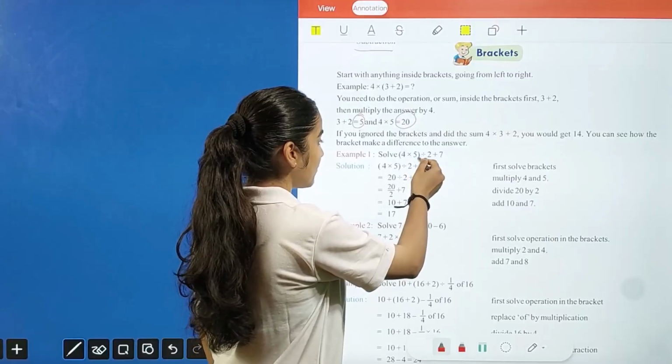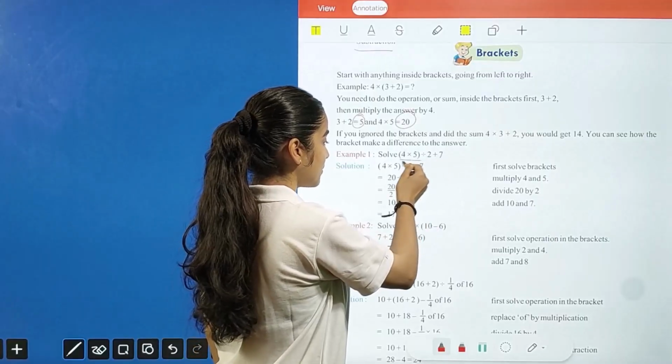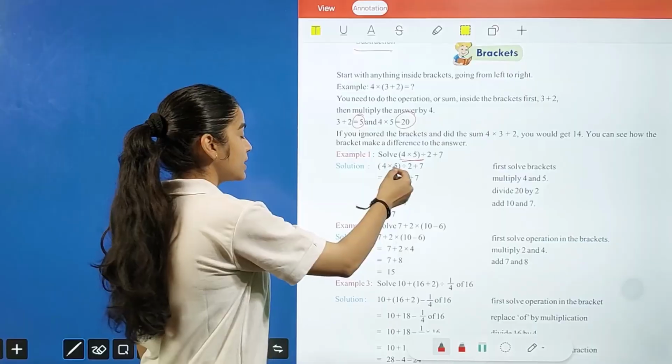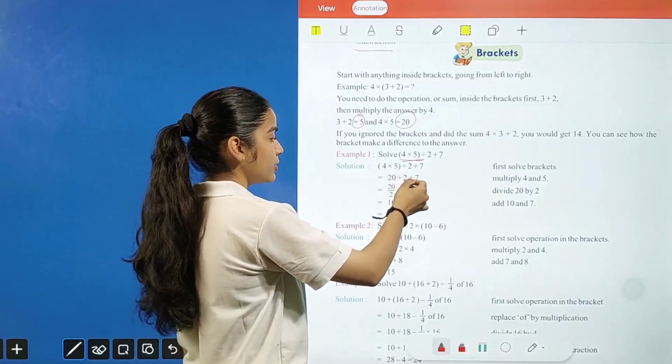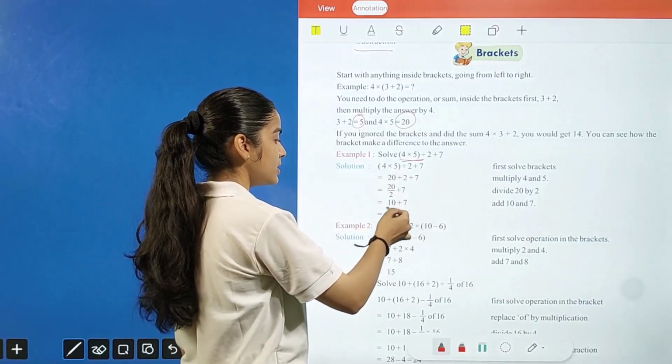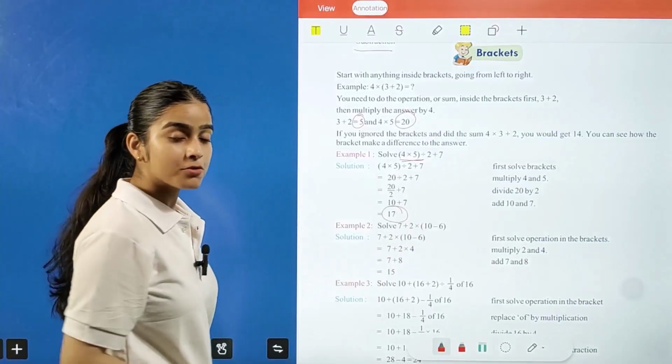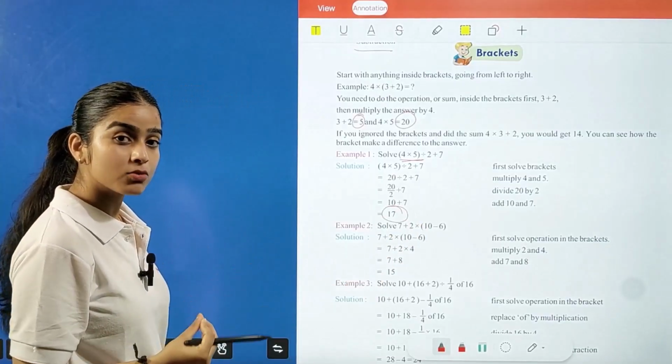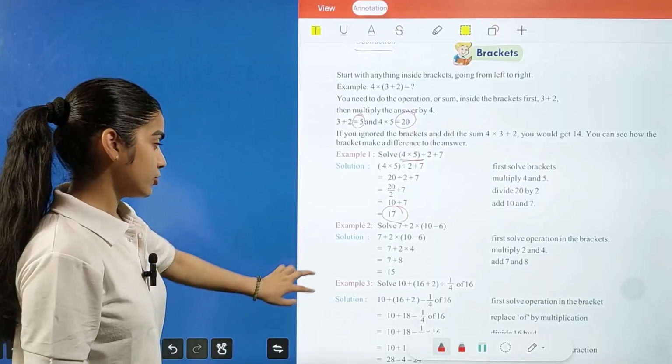Solve 4 multiplied by 5 divided by 2, plus 5. So this is a bracket. So first we have to solve it. 4 multiplied by 5 is 20. 20 divided by 2 is 10, and 10 plus 7 is 17. So I hope, students, you get a hint about the BODMAS rule and how you have to operate it with your operations.